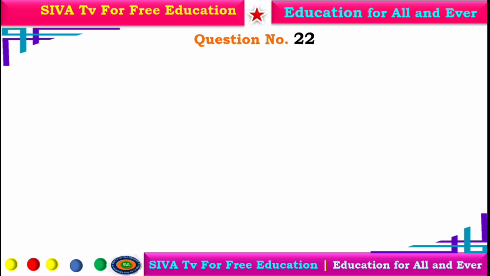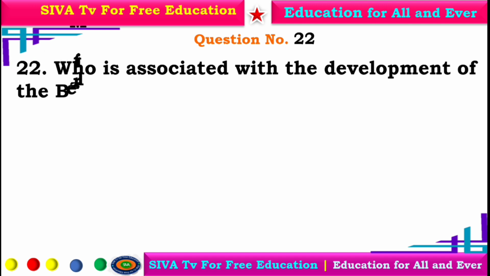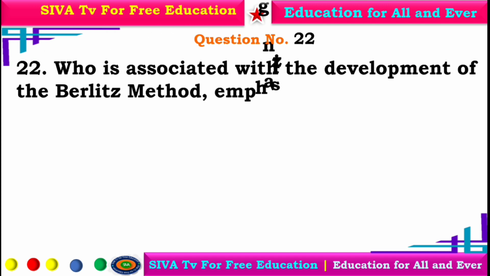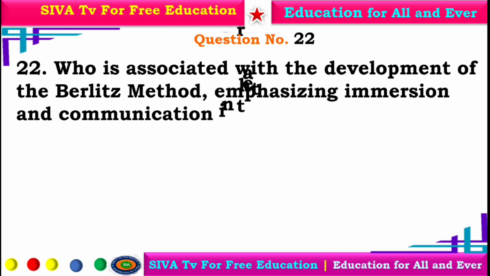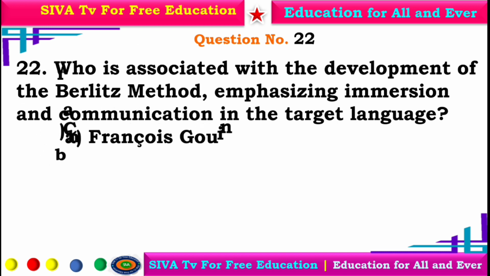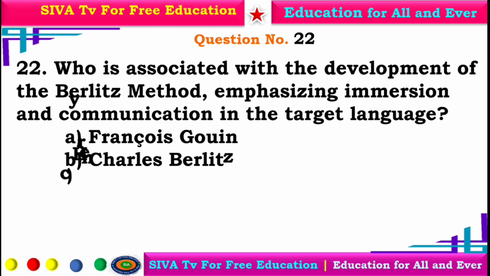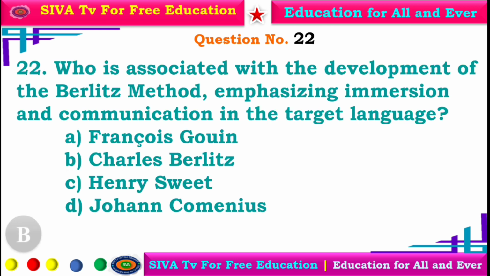Question number 22. Who is associated with the development of the Berlitz method, emphasizing immersion and communication in the target language? Option A, Francois Goin. Option B, Charles Berlitz. Option C, Henry Sweet. Option D, Johann Comenius. The correct answer is option B, Charles Berlitz.